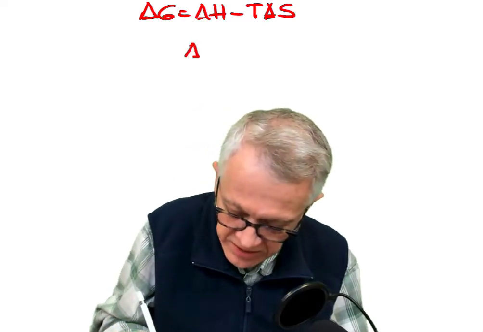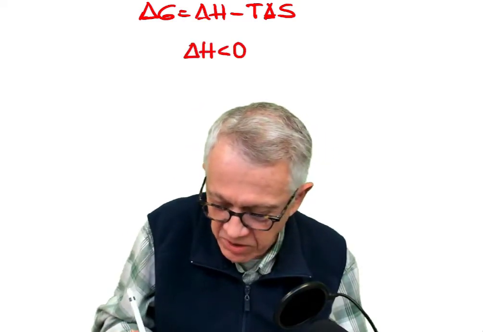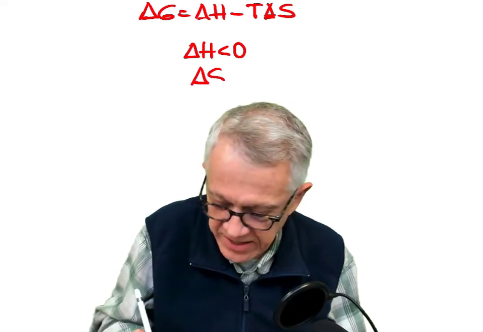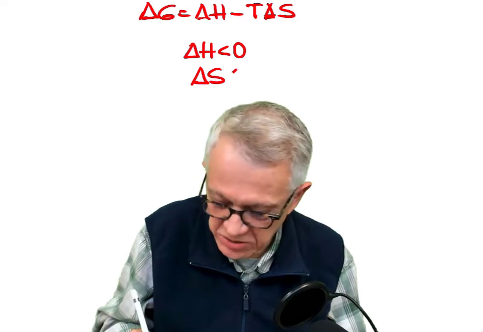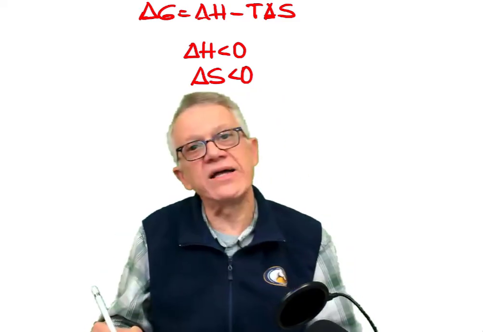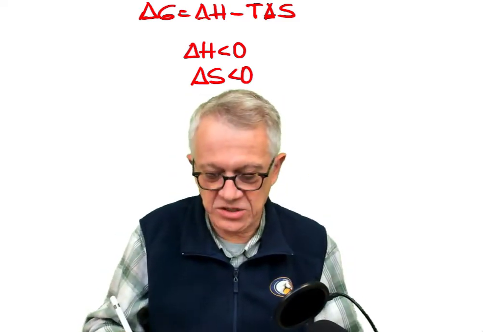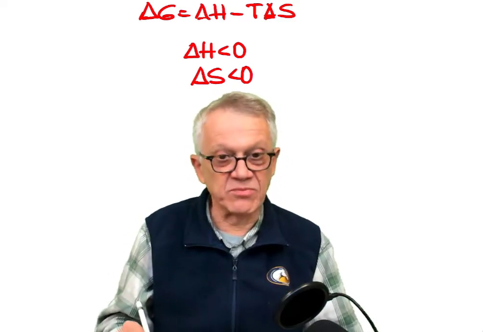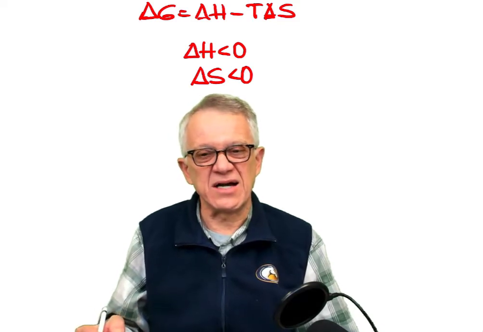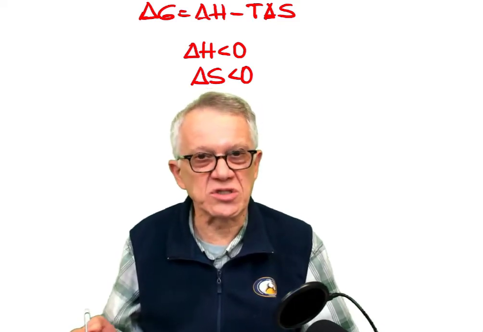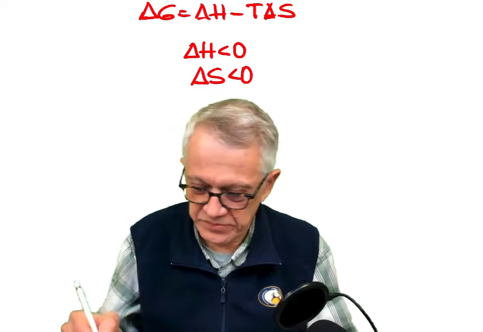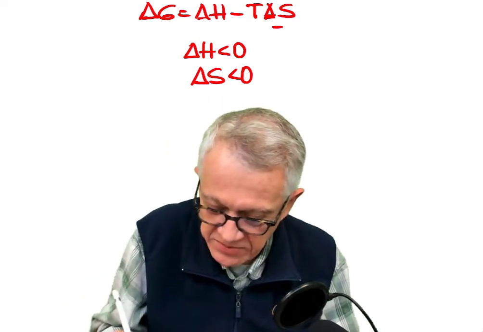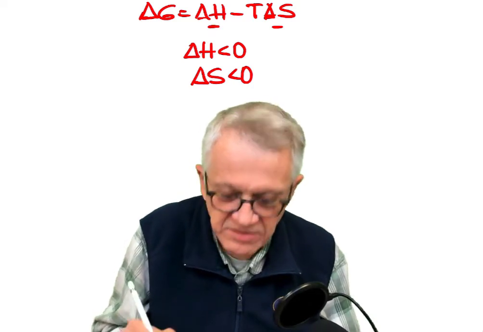Now let's look at the case where delta H is smaller than 0 and delta S is also smaller than 0. Delta H smaller than 0 is again an exothermic reaction, and delta S smaller than 0 means the entropy is decreasing, so it's not a favorable process. So here, delta S is negative and delta H is negative also.